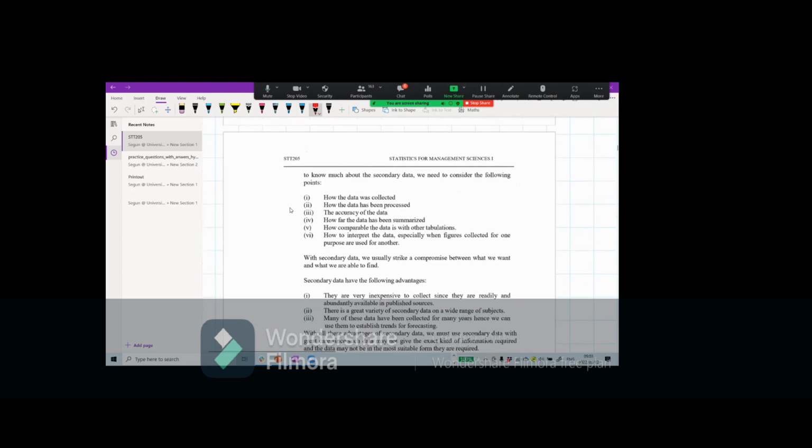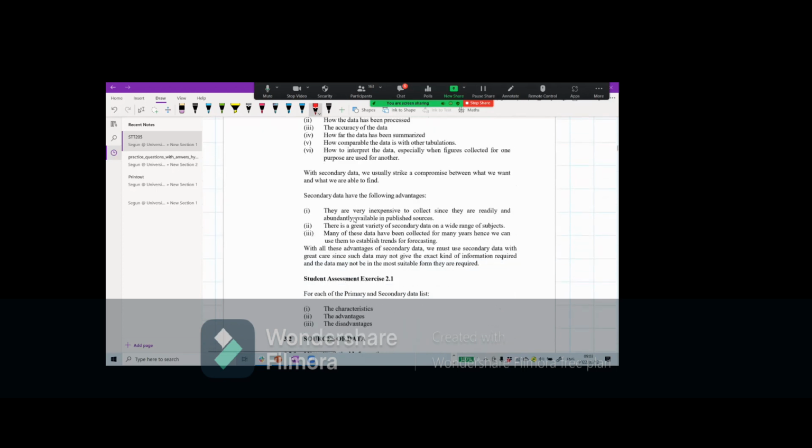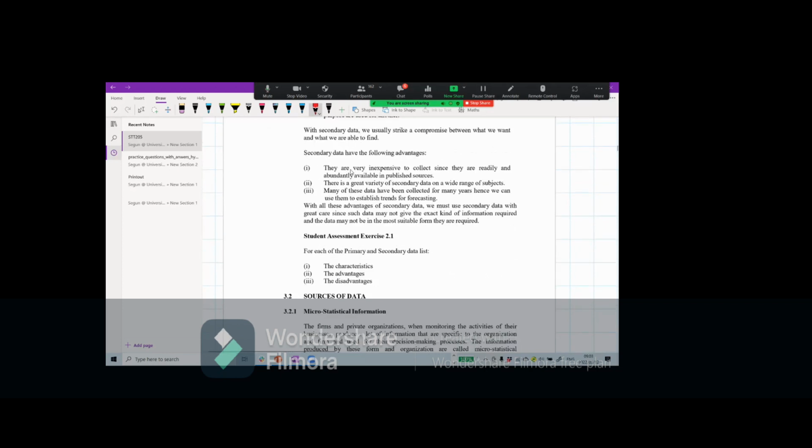These are the points, how the data was collected. These are the points that we need to know. Please, I want you guys to take your time and go through some of those things, because we are still coming back to data collection. Patients, any question? Williams. Okay, let's continue.